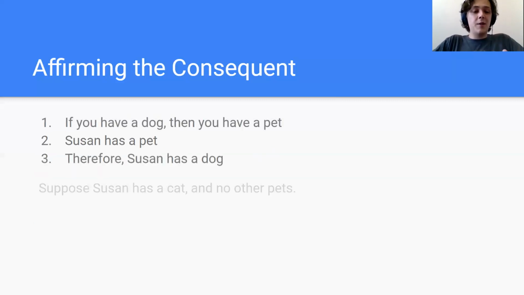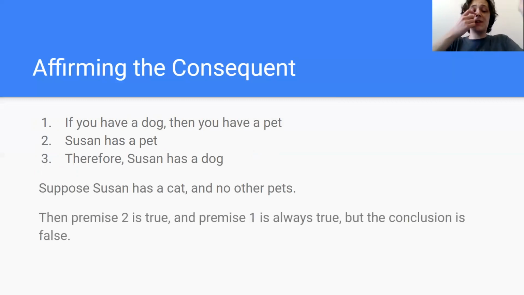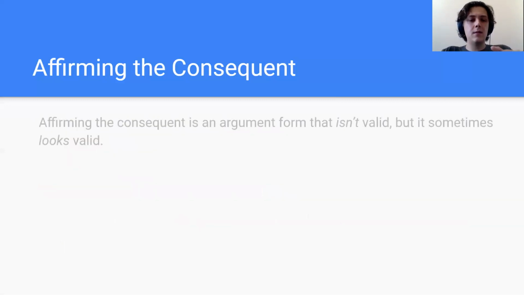So, looking at the argument again, suppose Susan has a cat and no other pets. Well, then premise 2 is true, and premise 1 is obviously true, but the conclusion is false. Susan doesn't have a dog. She has a cat and no other pets. So the argument's not valid because the premises can be true and the conclusion can still be false. So we don't want to affirm the consequent. It looks like a valid argument, but it's not a valid argument. So affirming the consequent is not valid, but it sometimes looks valid.